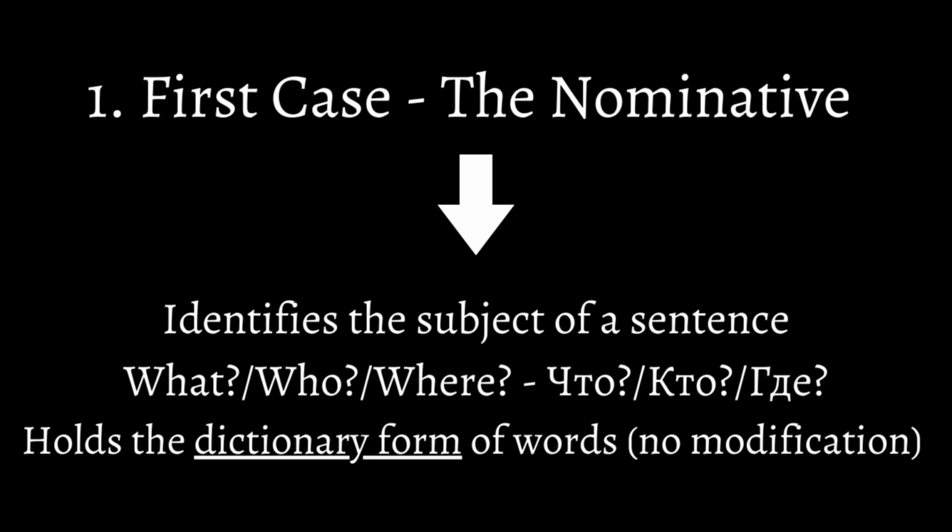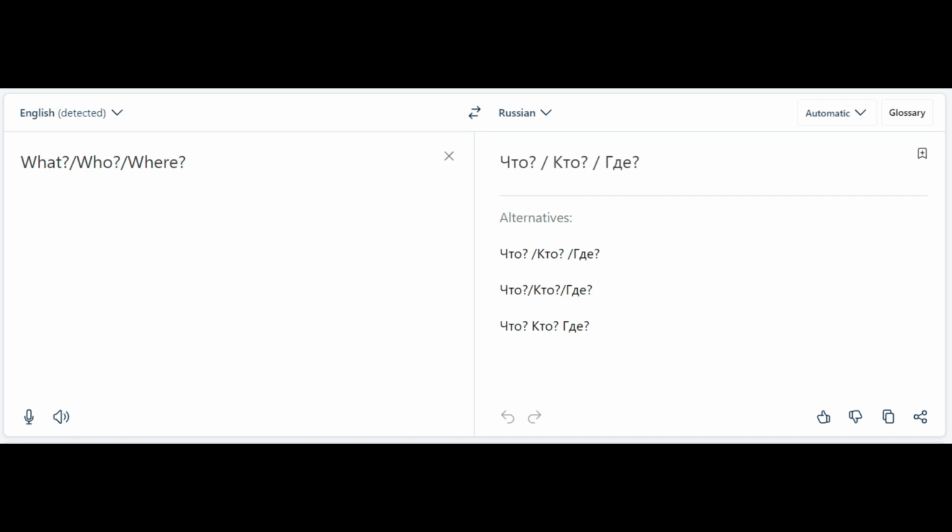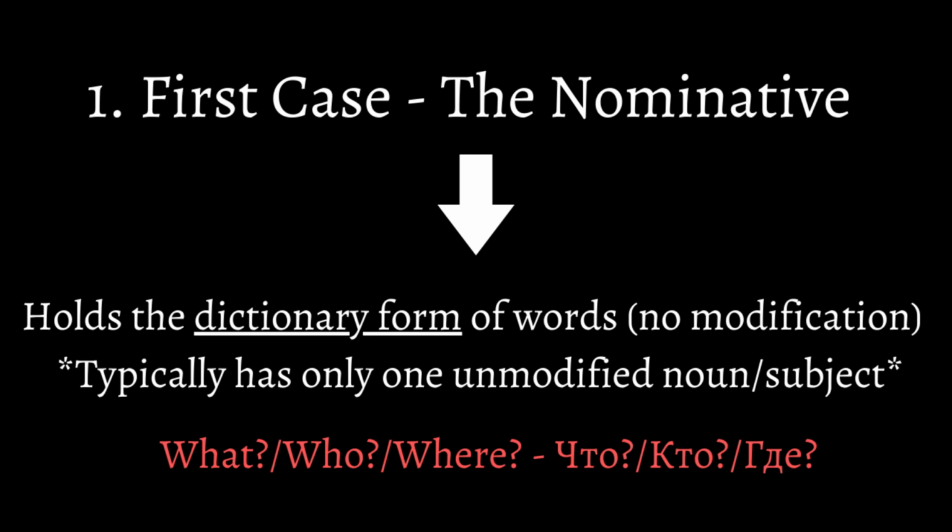You can also understand this concept by visually looking at the question words which I gave previously. These words are the dictionary forms of the following questions, so it's no wonder that they don't change. Grammatically, it's very easy to spot a sentence in the nominative because there is only one unmodified noun, or subject, and also because by asking the question what or who, we have a simple answer.